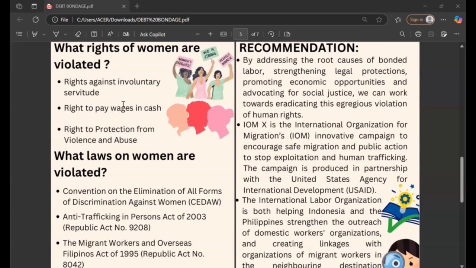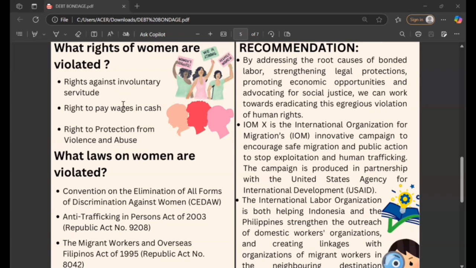The employers are required to pay domestic workers in cash, ensuring that workers have direct control over their earnings. But in many cases of debt bondage, victims may not have access to their wages, or their wages may be manipulated to trap them in debt. And third, the right to be protected from violence and abuse.